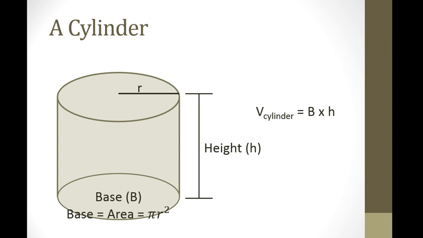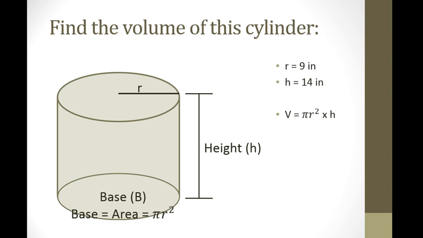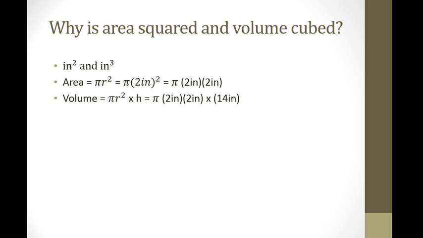Now, a cylinder is simply a circle that has a height to it, so we're going to be using the base area, which we found out is pi r squared, times the height. That's not so bad. I'll let you find the volume of this one. Go ahead and pause it right now and work this one out on your own. What you should wind up getting is 3,562.6 inches cubed.